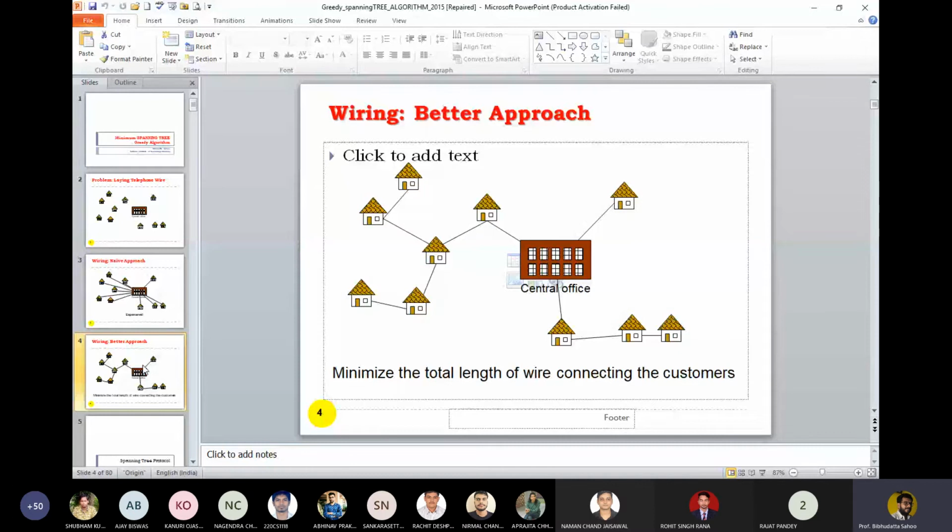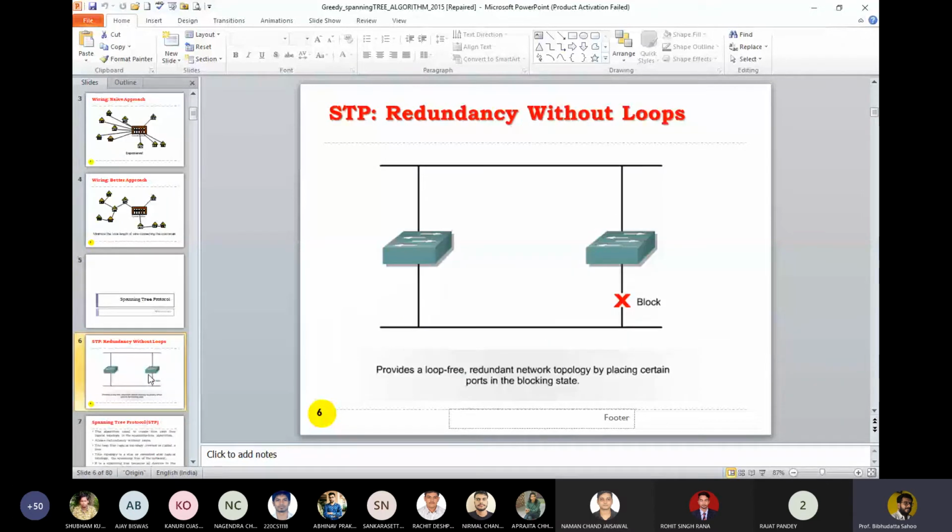Just to say, if you look into the spanning tree problem, let us say we are connecting two network devices or routers over a particular topology. Our basic objective is to find a loop-free redundant network topology. Just remember this much. In practice, we want a loop-free redundant topology.